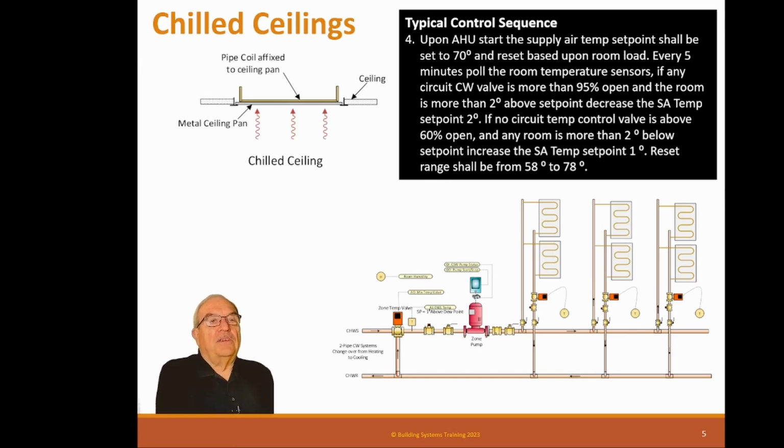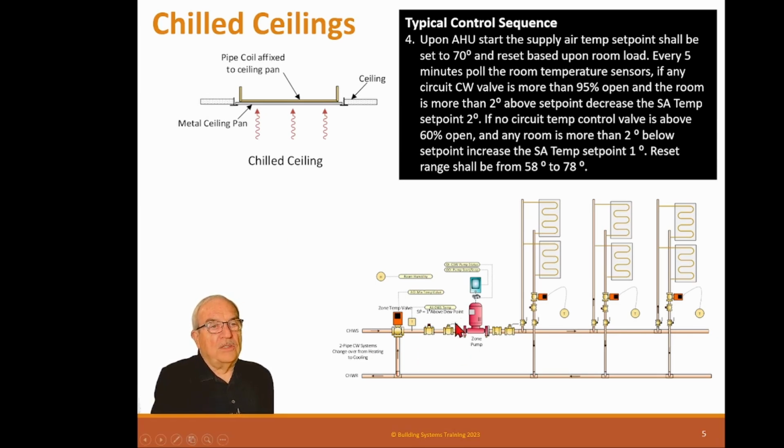Upon air handler startup, the supply air temperature set point shall be set to 70 degrees and reset based upon the load. Every 5 minutes, poll the room temperature sensors. If any circuit chill water valve is more than 95% open and the room is more than 2 degrees above set point, decrease the supply air temperature set point 2 degrees. If no circuit temperature control valve is above 60% open and any room is more than 2 degrees below set point, increase the supply air temperature set point 1 degree. Reset range should be between 58 and 78.